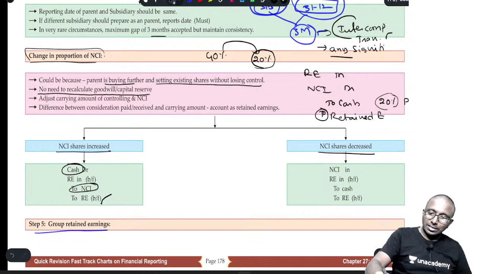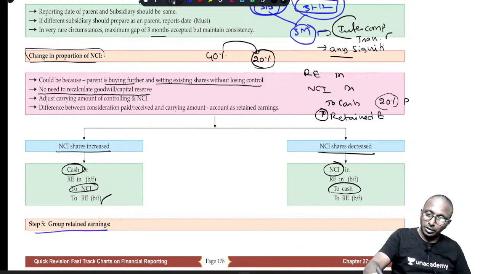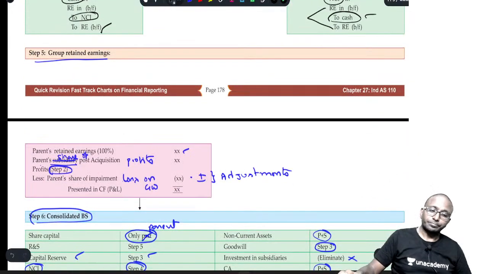Same way, if NCI share decreased, NCI shows a credit balance and you are debiting it. You must have received some cash or share consideration, or you must have paid something, which you are crediting. The remaining balancing figure is going to be retained earnings.